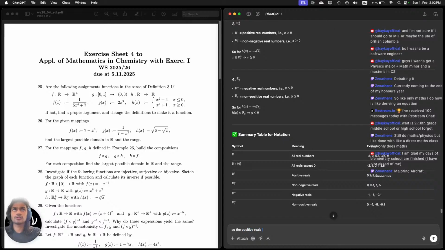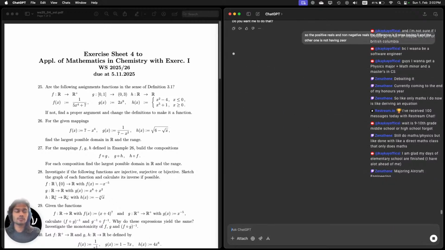Positive reals and non-negative reals. The difference is 0. One's having 0 and the other one is not having 0.